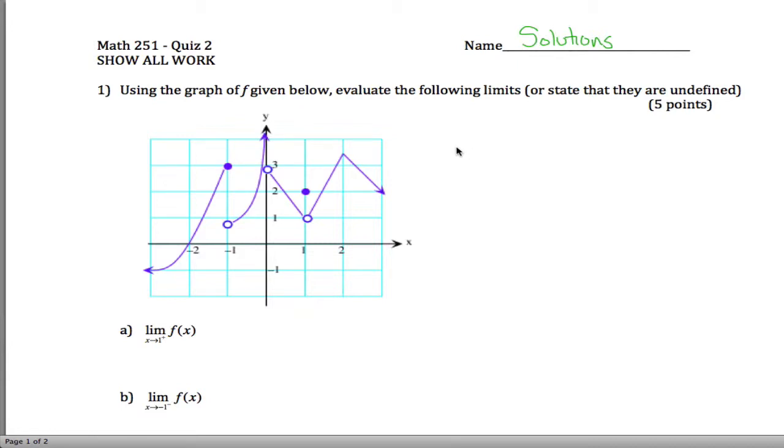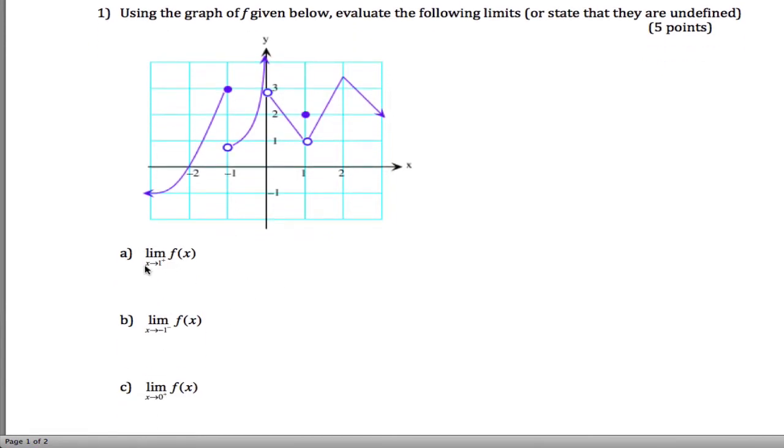Here's solutions to quiz 2 for Math 251. We're given some mess of a graph, this big piecewise mess, and asked to evaluate the following limits, or say that it's undefined. The limit as x approaches 1 from the positive side of this function here.